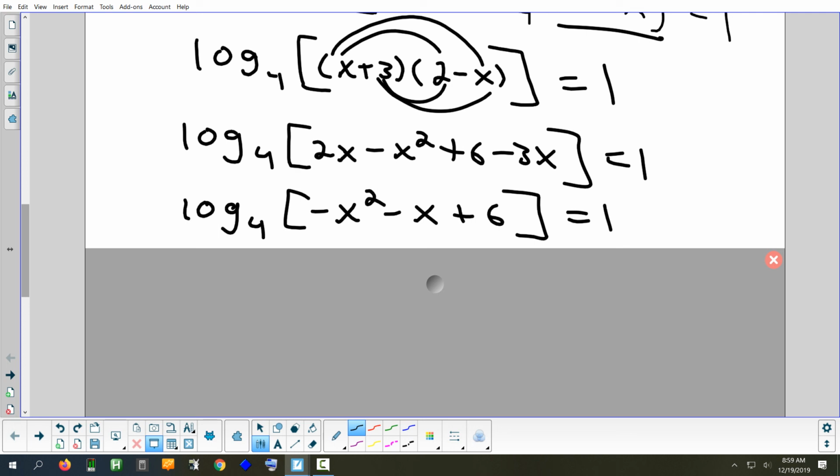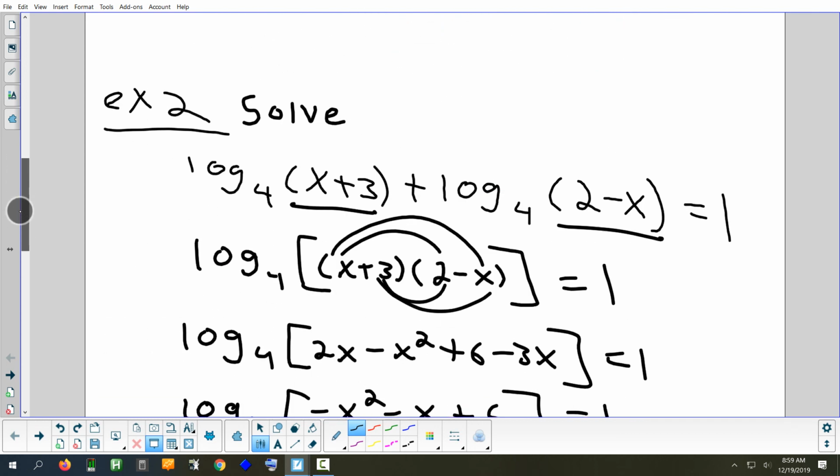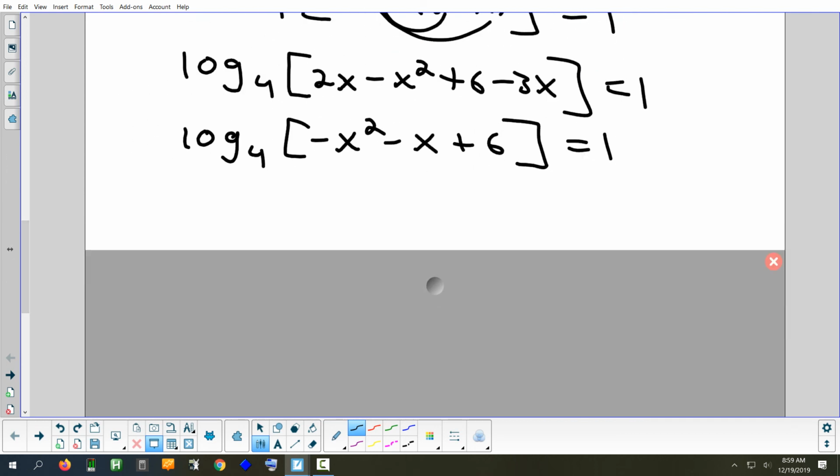Okay, so now we've combined everything into one log. And we started with 2. Now we've got 1.